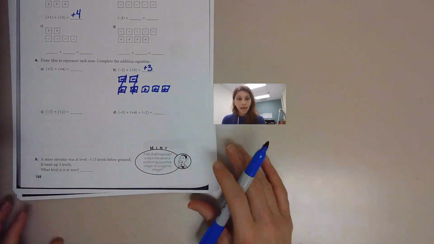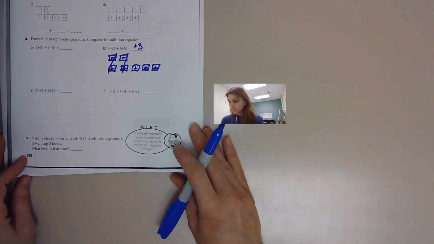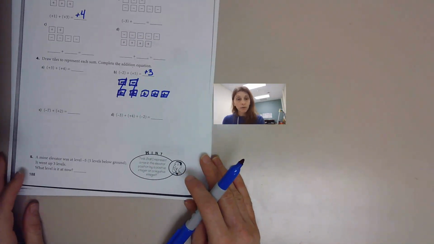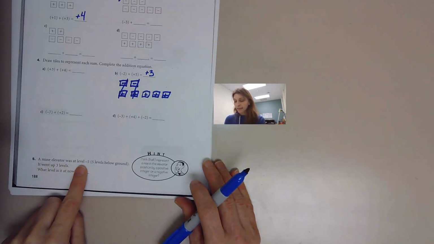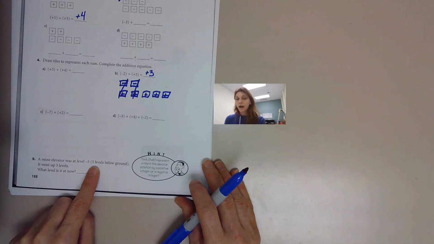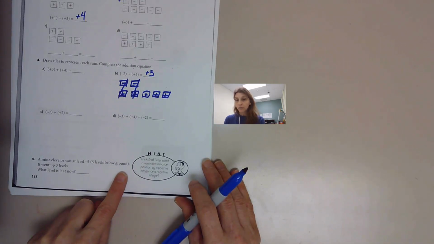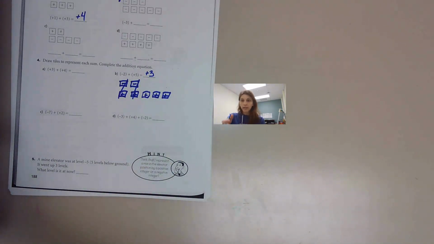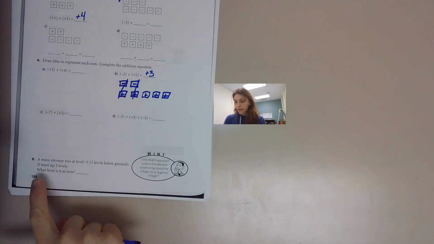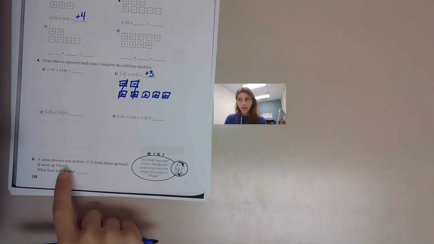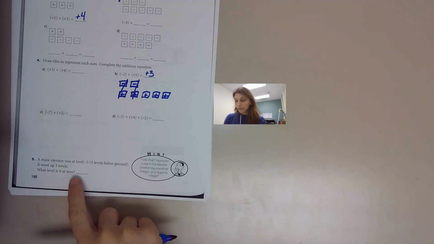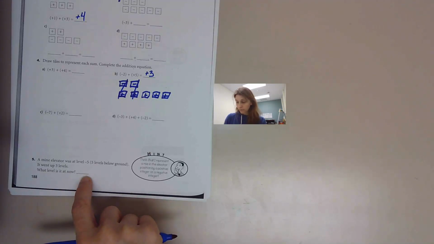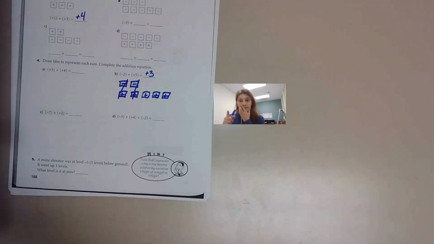And number 5, last one on this lesson. A mine elevator was at level negative 5. 5 levels below ground. So this way you might want to think up and down vertically. It went up 3 levels. What level is it at now? That's up to you.